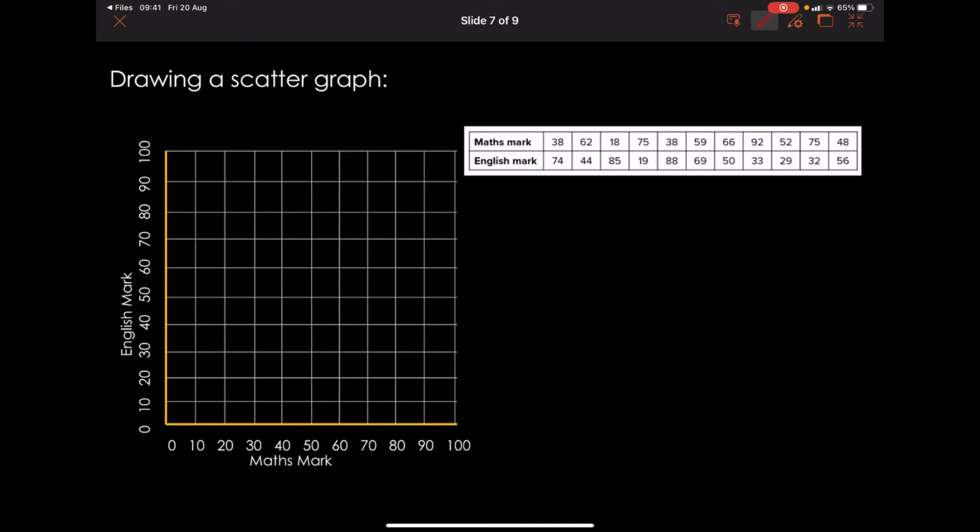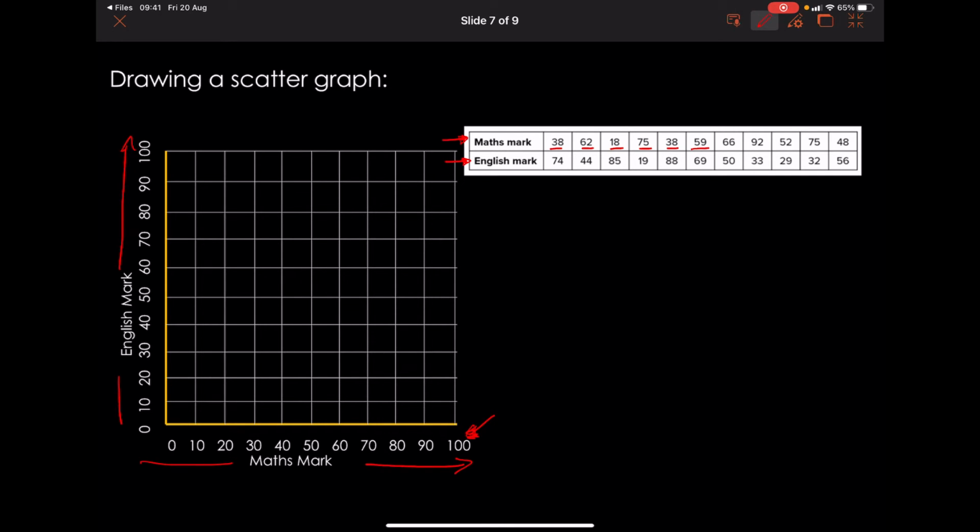Now then, as well, it won't always give you the axes. I've put the axes on here to make it easier, but it won't always, by axes, I mean the grid, the drawing of this, okay, and your values here. Okay, it's up to you to decide on the best way to draw this. So because I've got like 38, 62, 18, 75, 38, 59. Okay, so you've been given some maths marks and some English marks, and you've got to plot them on the grid. Okay?